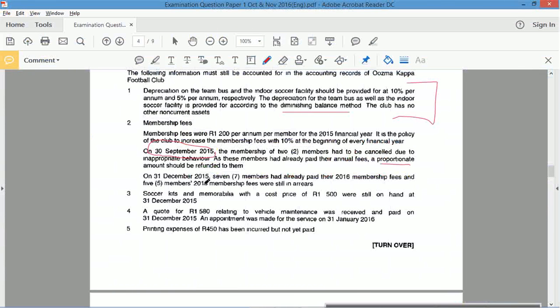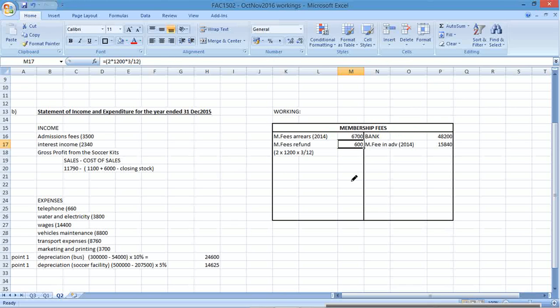Okay. Next. On 31st December 2015, 7 members had already paid their 2016 membership fees. If they have already paid it, then that's a liability, correct. Income received in advance. So liability will be credited, so you'll debit the membership fees. Because it's an adjustment. Alright, so I'm crediting a liability, I must debit the income. Okay, so that would have been membership fees in advance. M fees in advance, bracket 2015 year.